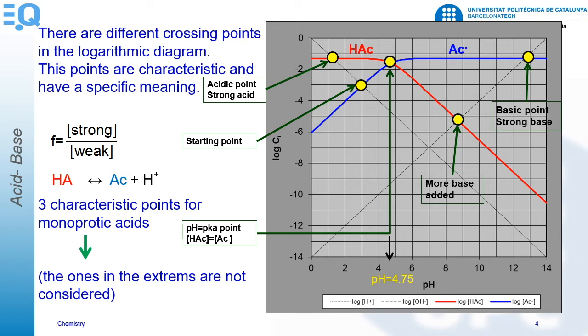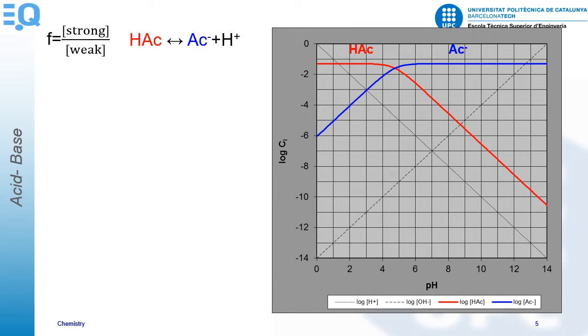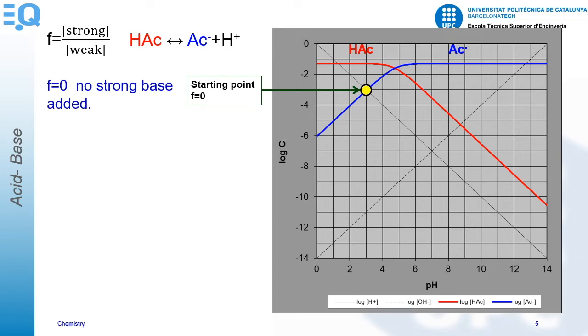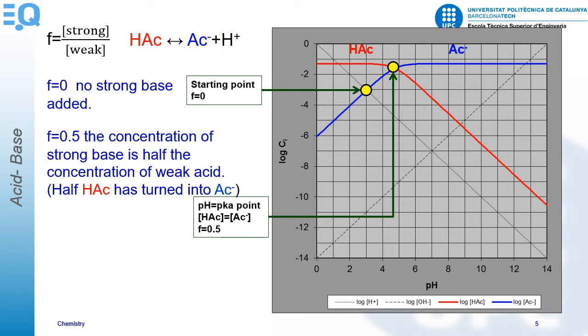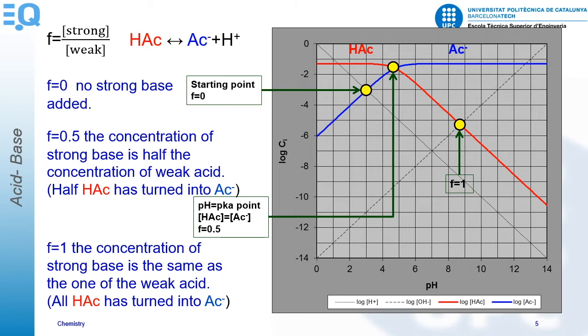So let's go back to our exercise. When no strong base is added, we are in the initial point, F equals 0. When strong base is added, gradually we are moving to the right part of the diagram until the next point, F equals 0.5. Here the concentration of the strong base is half the concentration of the weak acid. If we think about the chemical equilibrium, half of the concentration of acetic acid has turned into acetate anion.